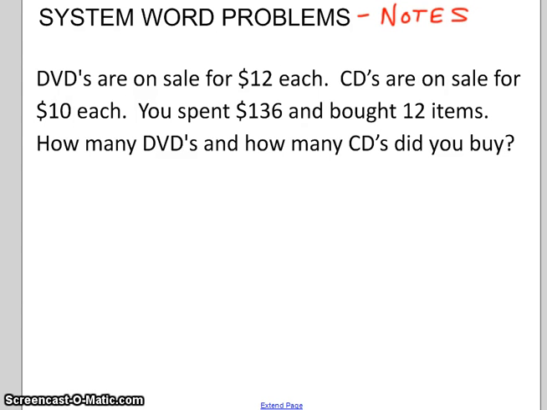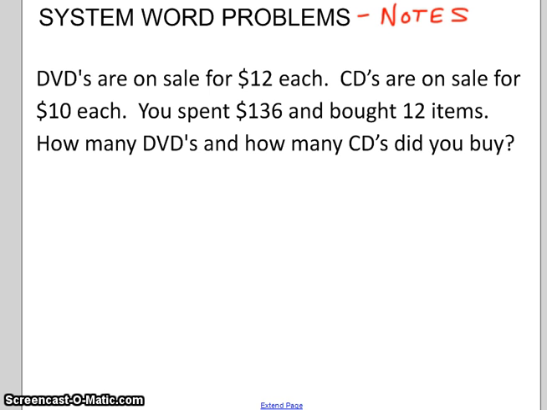Okay, new section, but it's going to relate to the last one. We're dealing with word problems that have to do with systems of equations. So with each word problem, we're going to have to come up with two equations and then determine what x and y are. Okay? For this first problem, I'm going to use red to relate one variable and blue to relate the other variable. All right, here it is.